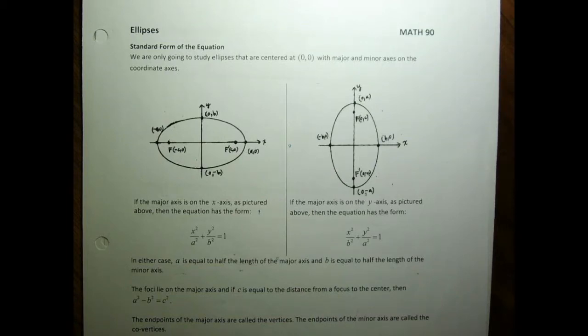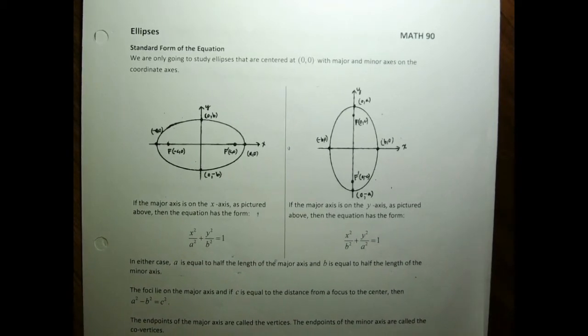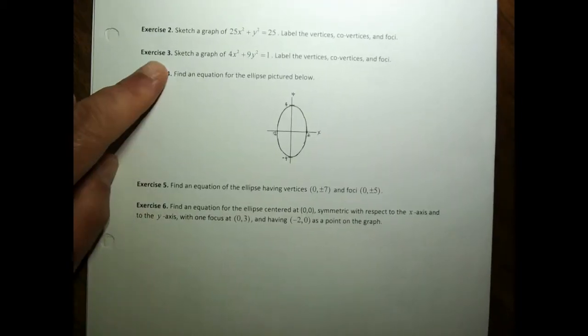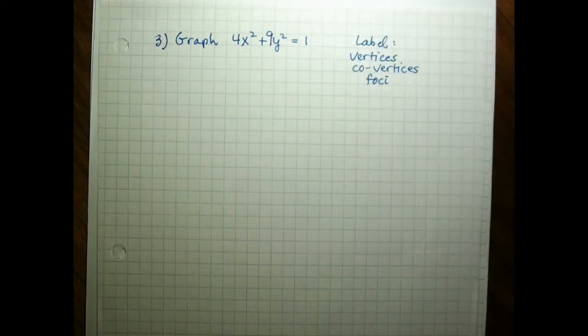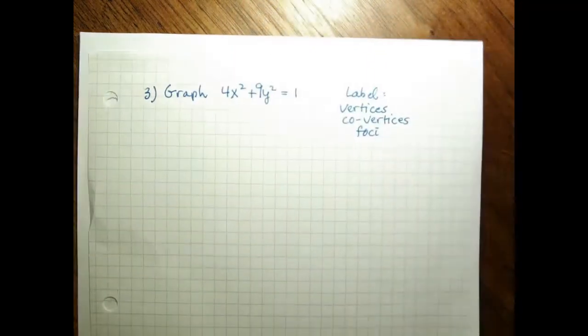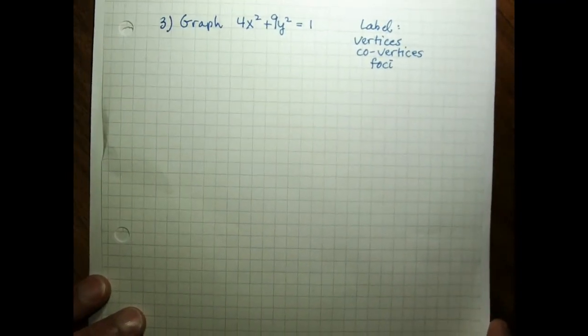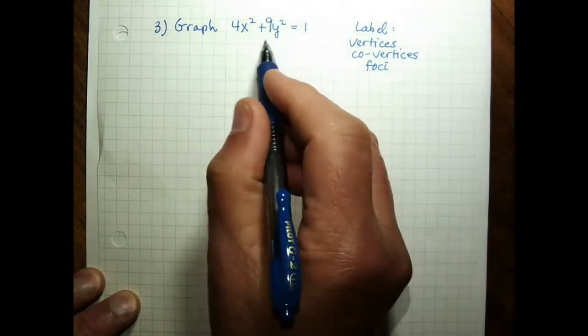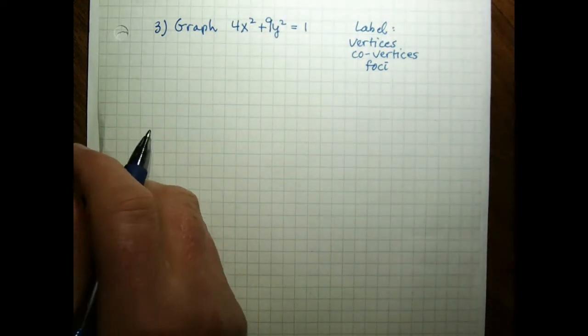This is a continuation of the exercises on ellipses from the printed handout. I think we already did 1 and 2, so we're going to start working on exercise number 3 together here. And so we're graphing another equation, 4x squared plus 9y squared equals 1.